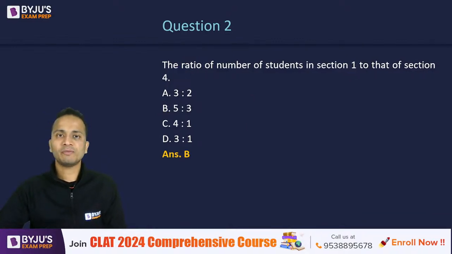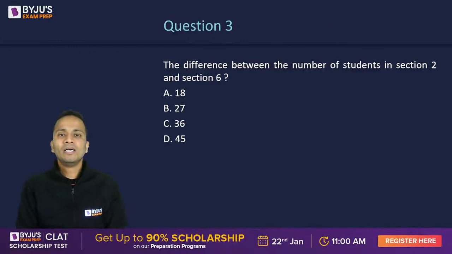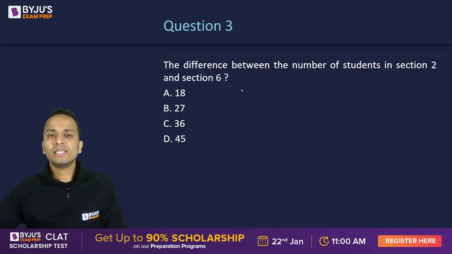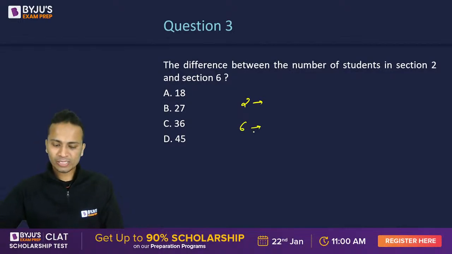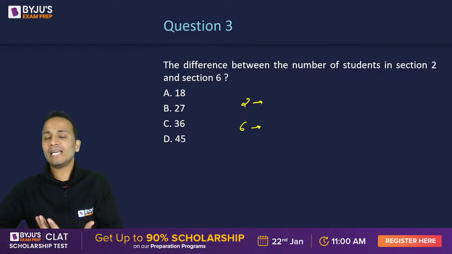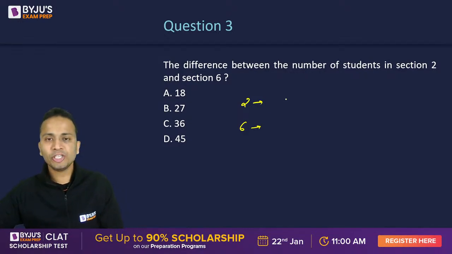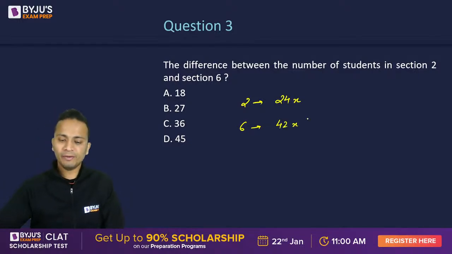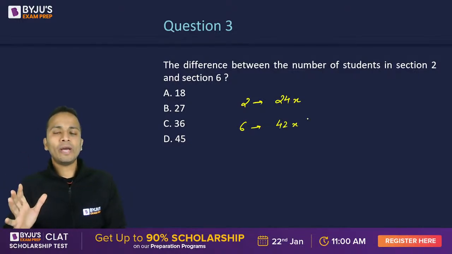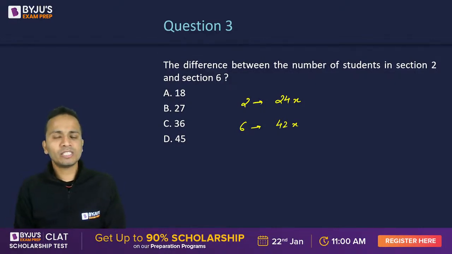Let's move on to question number 3. The difference between the number of students in section 2 and section 6. So once again you can write both these numbers in terms of x. Section 2 had 24x and section 6 had 42x. So 24x and 42x is the respective number of students in terms of x in these two sections.